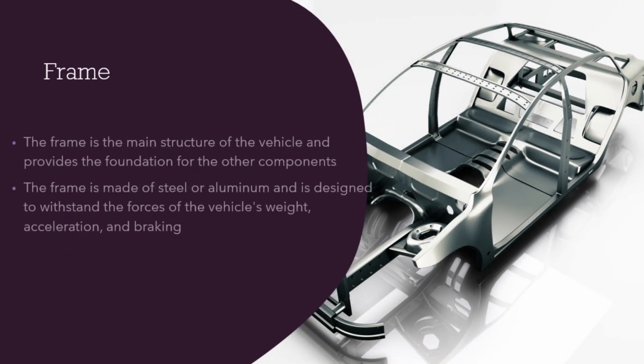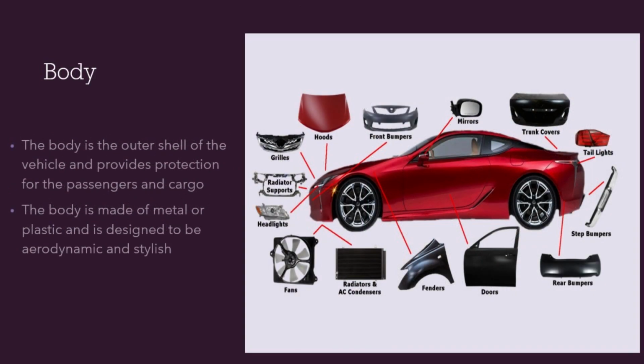Frame. The frame is the main structure of the vehicle and provides the foundation for the other components. The frame is made of steel or aluminum and is designed to withstand the forces of the vehicle's weight, acceleration, and braking. Body. The body is the outer shell of the vehicle and provides protection for the passengers and cargo.